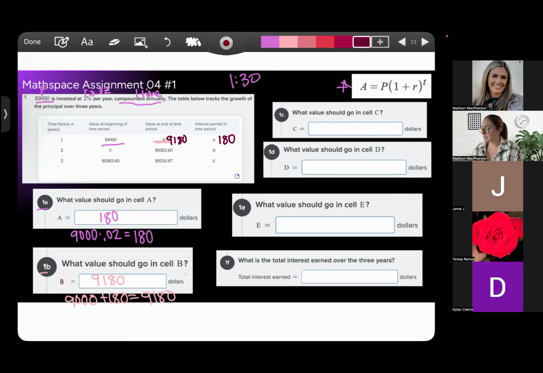Okay, 1C says what value should go in cell C? So now we're looking here. Well, at the beginning of the period, it's going to be whatever we left off with in the last period. So it's going to be the same as what's in cell B. So this one should be also 9,180.